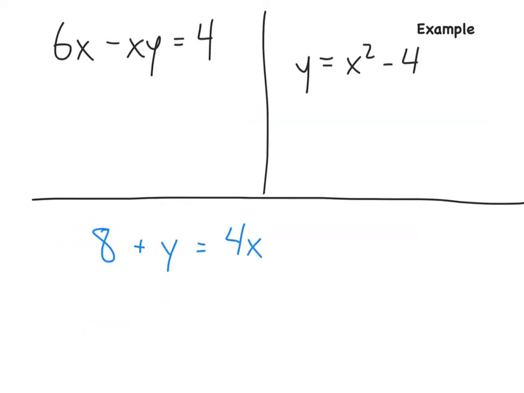So now we have three examples. I'm going to do the one in the top left, and then you're going to try the one on the right and the one on the bottom by yourself. But let's look at the first one on the top left. We're trying to see if 6x minus xy is equal to 4. We're trying to see if that is a linear function.